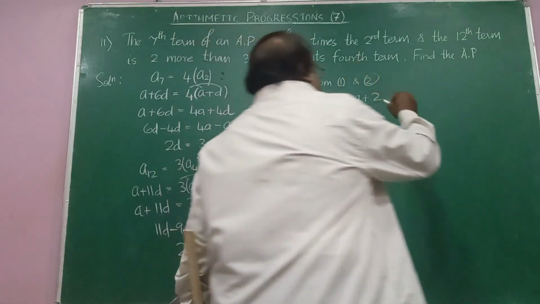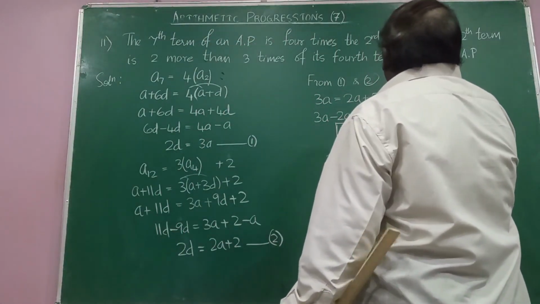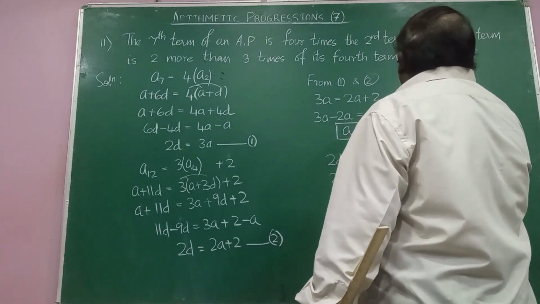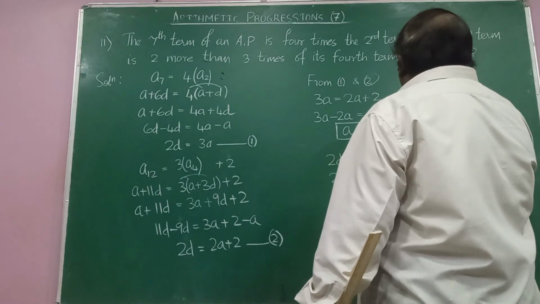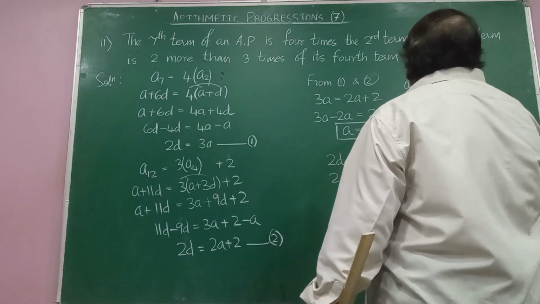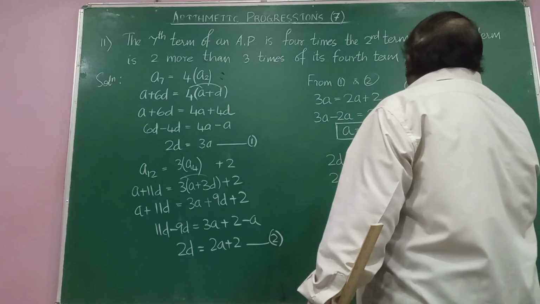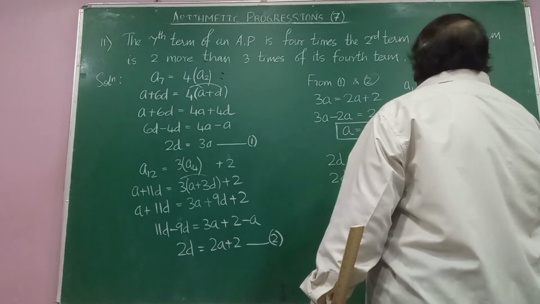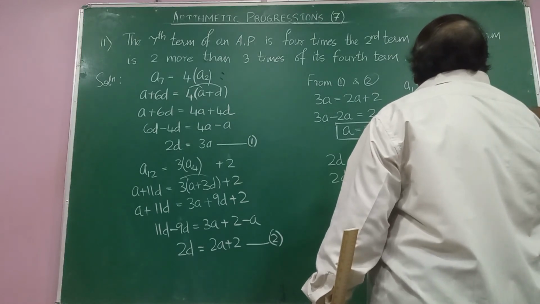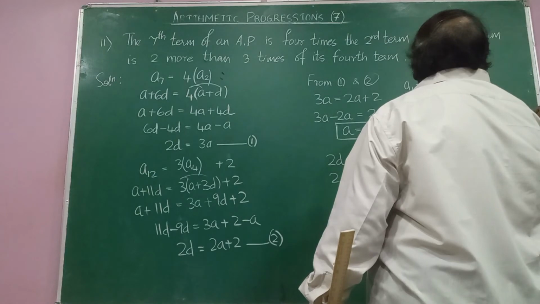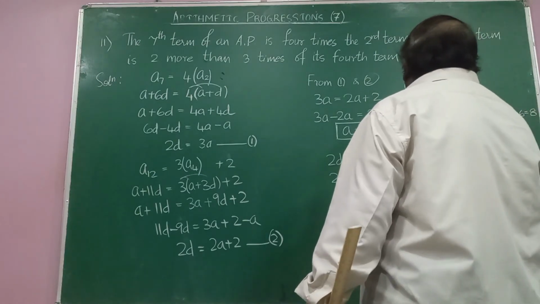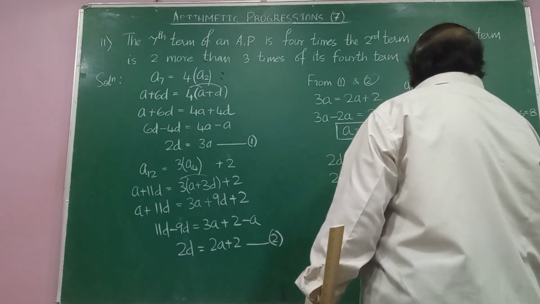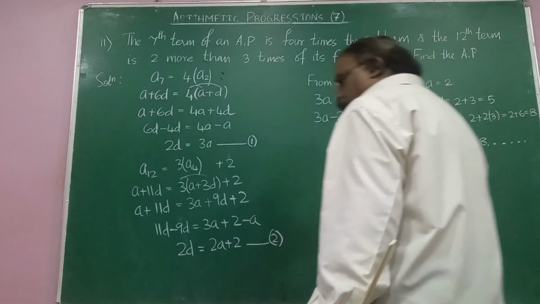Find the arithmetic progression. Therefore, in the arithmetic progression, the first term is A, which is 2. Your second term is A plus D, that is 2 plus 3, which is 5. Your third term is A plus 2D, that is 2 plus 2 into 3, that is 2 plus 6, that is 8, and so on. So your arithmetic progression is 2, 5, 8, and so on.